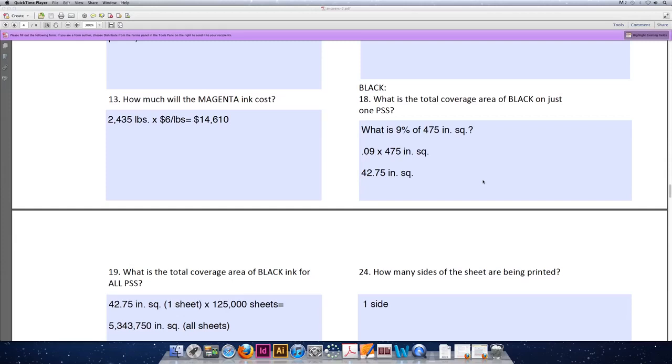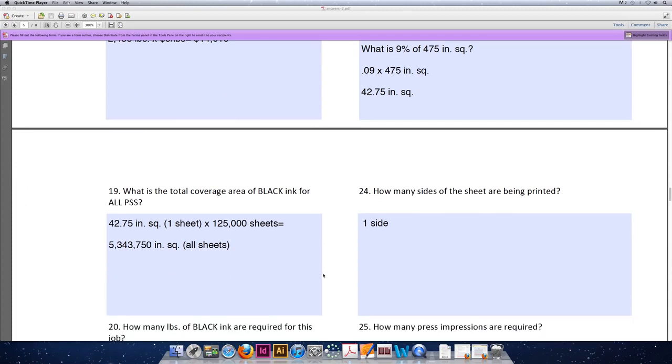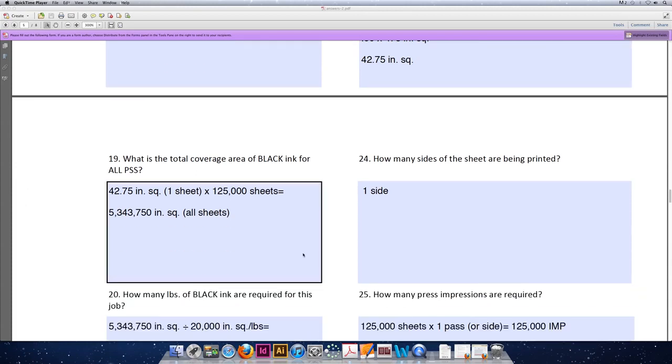Let's continue by costing out the ink, the cost of the black ink for this job. Per the problem description, 9% of one sheet of paper is covered in black ink, so we need to ask ourselves the question, what is 9% of 475 square inches? 0.09 times 475 square inches is 42.75 square inches for every one sheet of 19 by 25 paper we're going to run through the press.